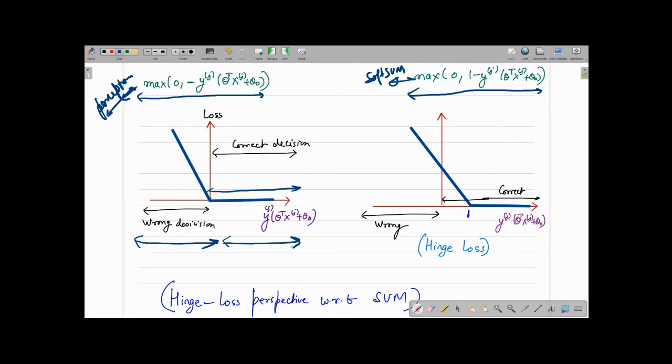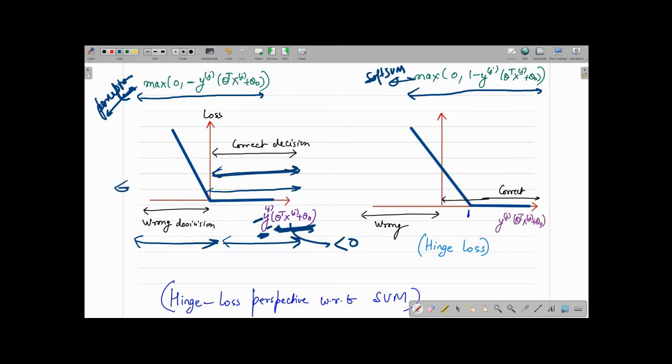So the same thing is going on here. If your yi as well as this, both of them are positive, that means the decision coming from the decision boundary is positive as well as the label is positive. So the multiplication of both of them is positive. That's why this is the correct decision. Whereas if this comes out to be less than 0 and your label is also less than 0, then the multiplication will again be positive. So that's why this boundary is the correct decision.